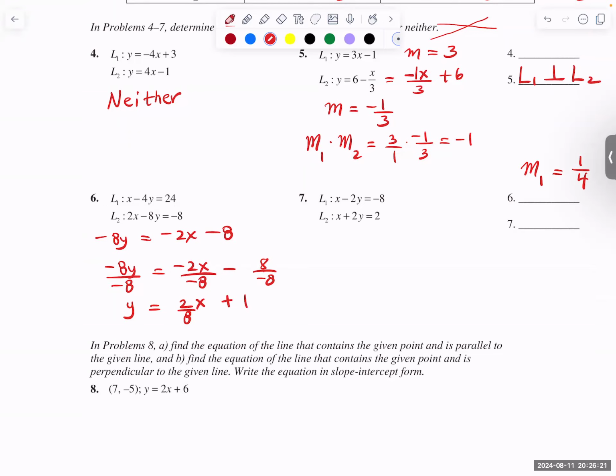So the slope is positive 1/4, just like line 1. They have equal slopes. So in conclusion, the slope of line 1 is the same as or equal to the slope of line 2, and therefore line 1 is parallel to line 2. So we can write line 1, symbol for parallel, line 2.